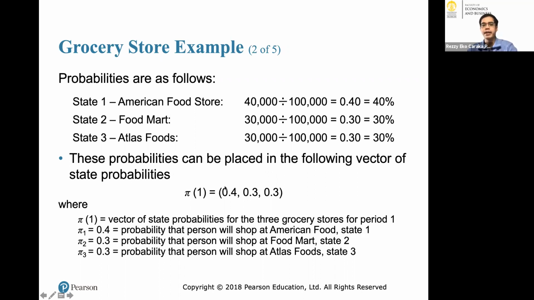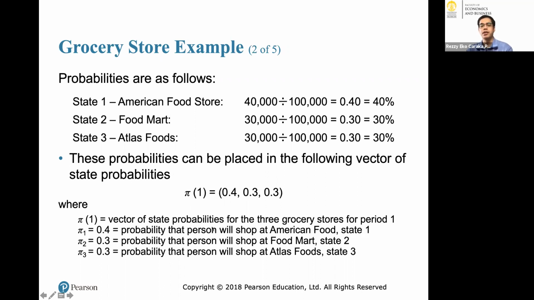So we can make the probabilities for every step: step 1, step 2, and step 3. Step 1, we have 0.4. Step 2, we have 0.3. And in the last step, we have 0.3. So P1 refers to a vector of state probabilities for the 3 grocery stores for period 1. So this is our information. We can analyze every state space, based on this information.